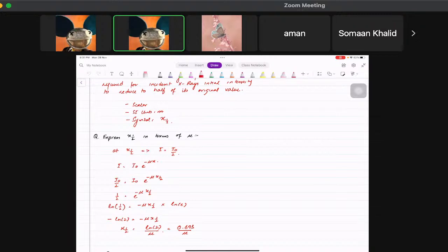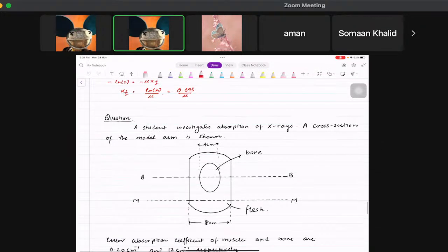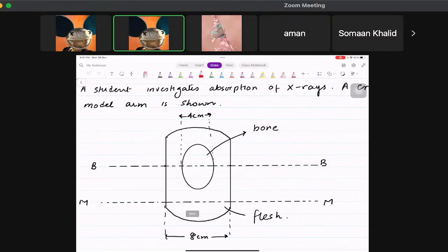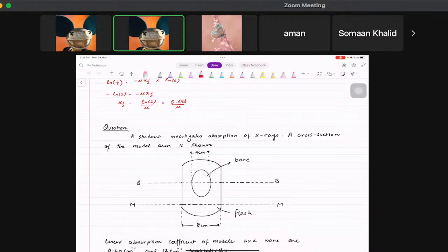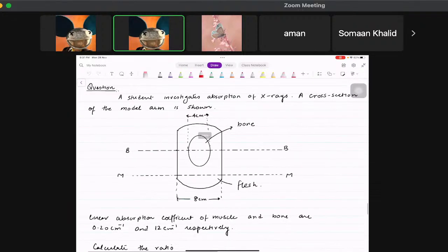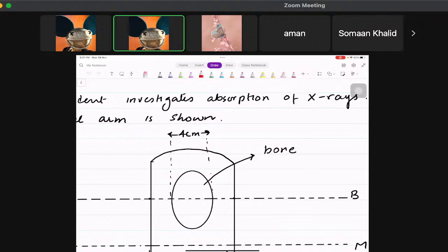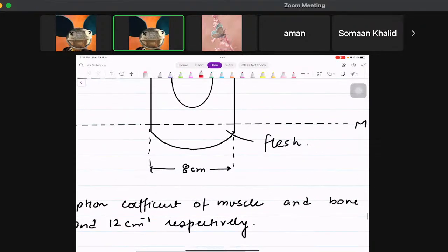Anyway, so right now what we're looking at is basically a classic question. These questions will come again and again. It says a student investigates absorption of X-rays across a section of the model arm. As you can see, there is flesh and there is bone, and they've made 2 sections, line BB and line MM. The bone has a thickness of 4 centimeter, and the flesh has a thickness of 8 centimeter where there's no bone, right?